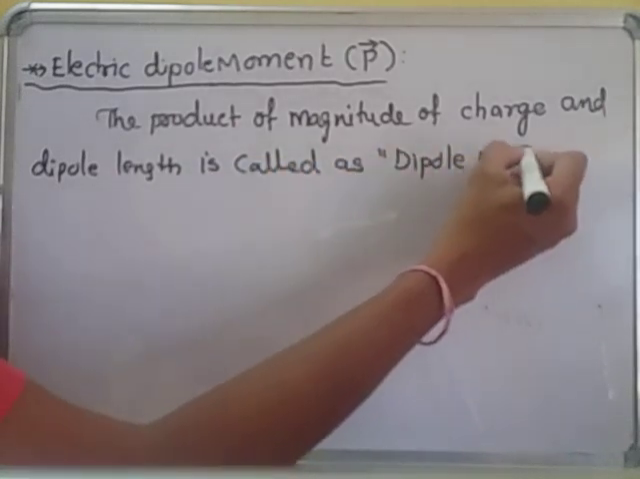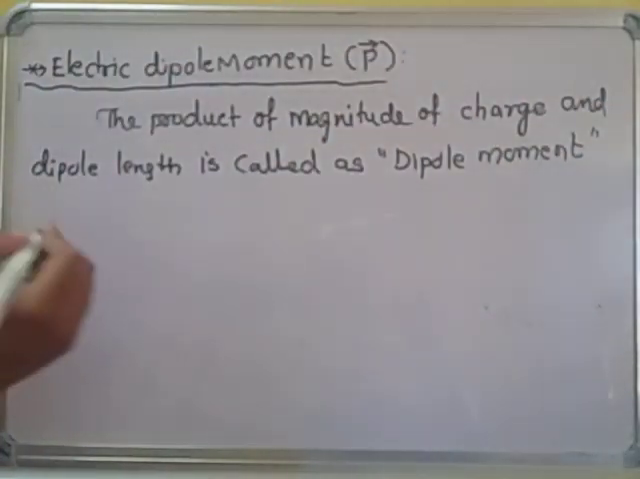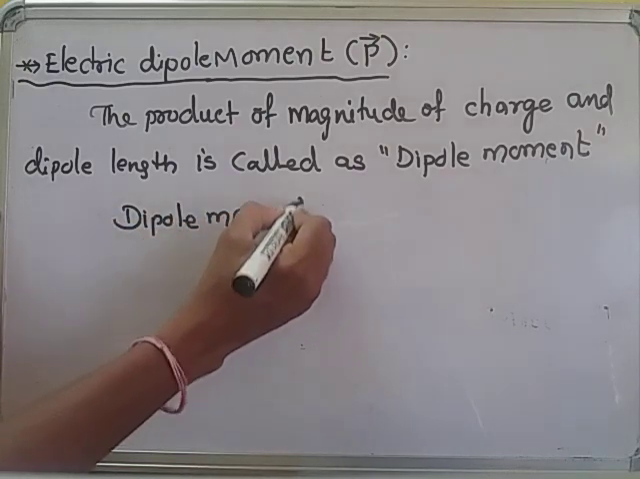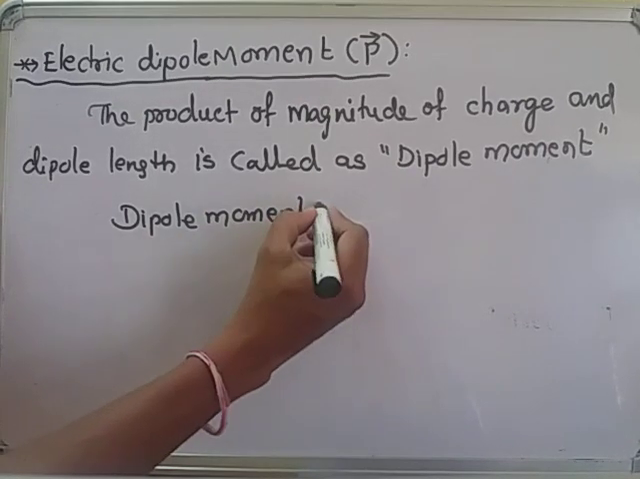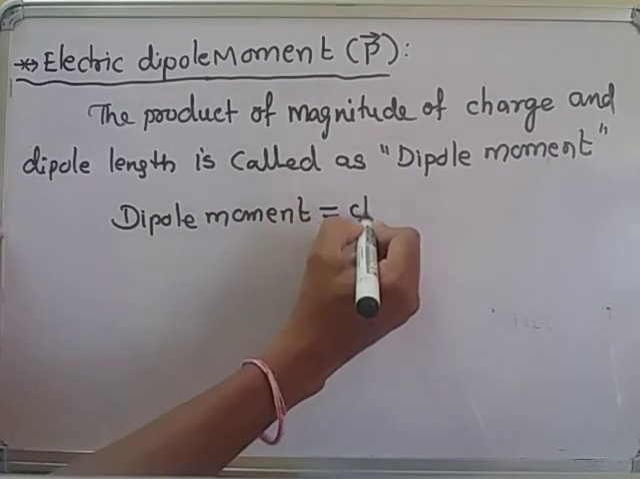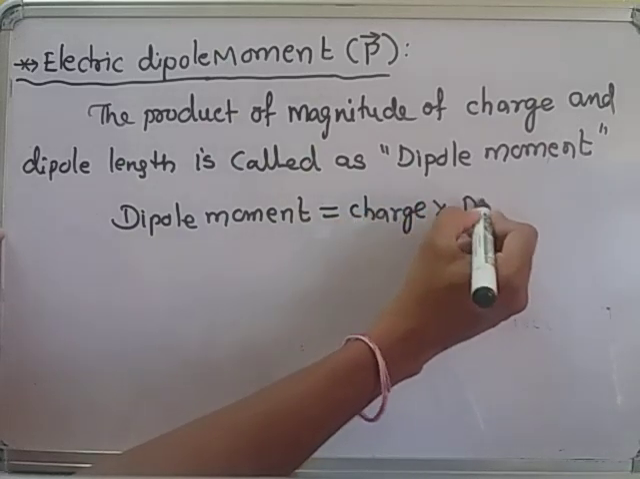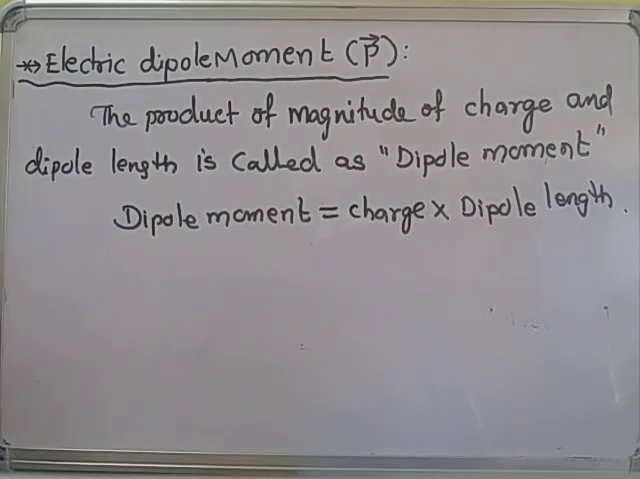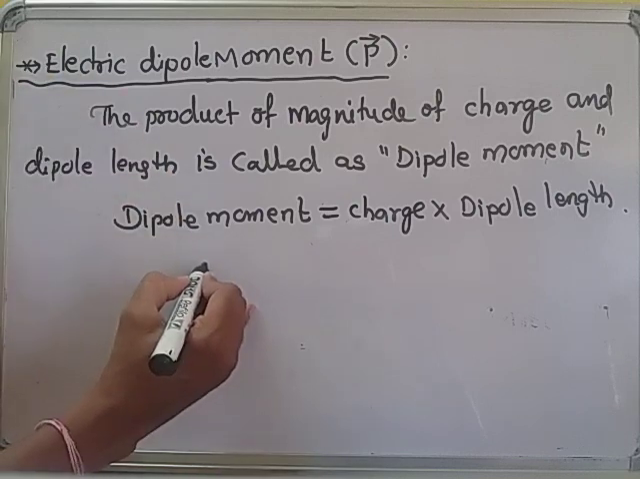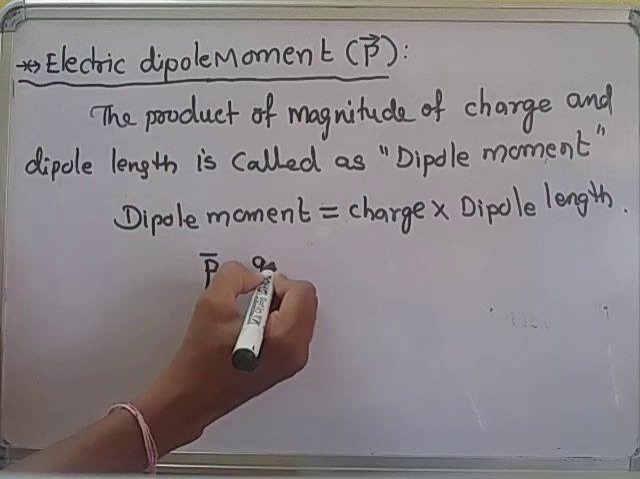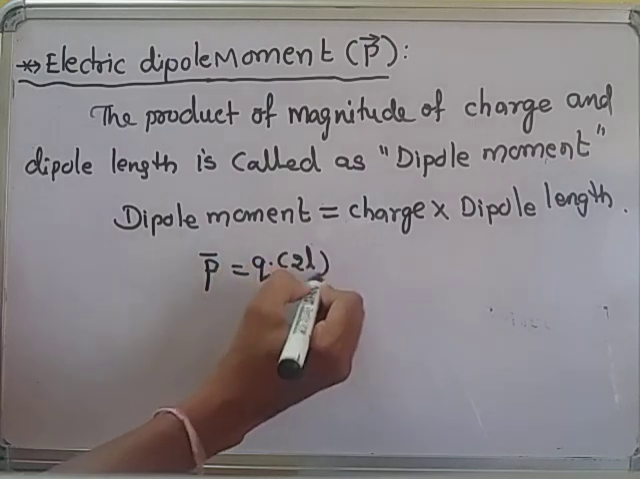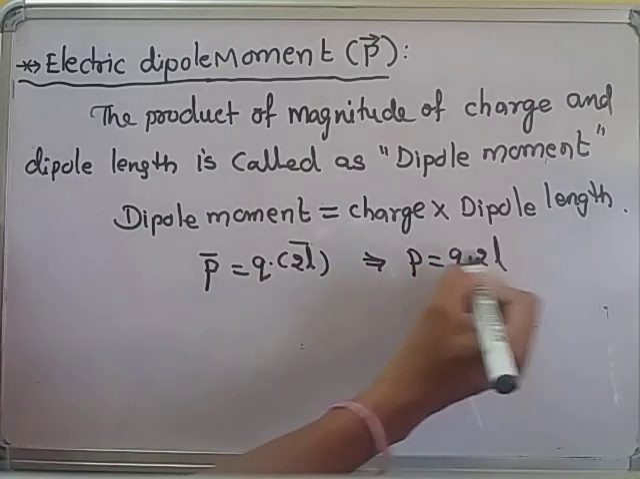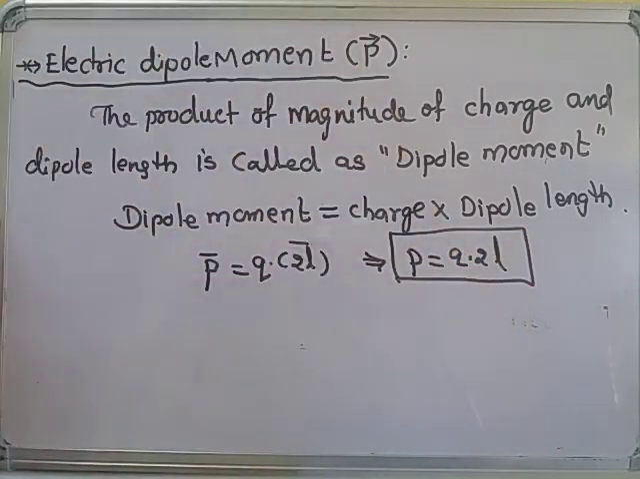Then how to write the formula for the dipole moment? Dipole moment P bar is equal to the product of the magnitude of charge and dipole length. What is dipole length? The distance between the two charges in the dipole. What is a dipole? Two equal and opposite charges give the dipole. This dipole moment P bar is equal to the magnitude of charge into dipole length. In magnitude form we write P is equal to Q into 2L. This is the formula for dipole moment.